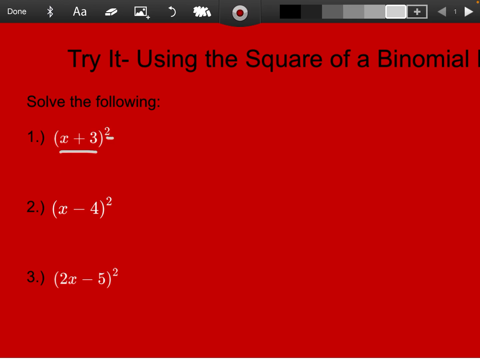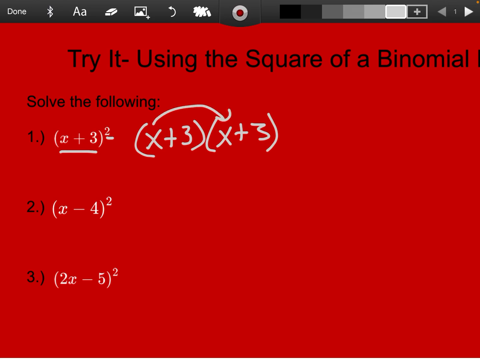Anytime we square something, we multiply that base times itself, okay? So you need to think of this as x plus 3 times x plus 3. And however you want to multiply it out, you could do the distributive method, you could use the table, or you could use FOIL, okay? For this example, I'm going to go ahead and use FOIL.